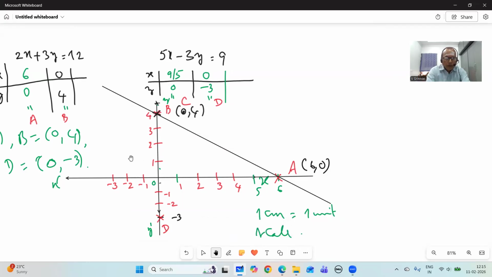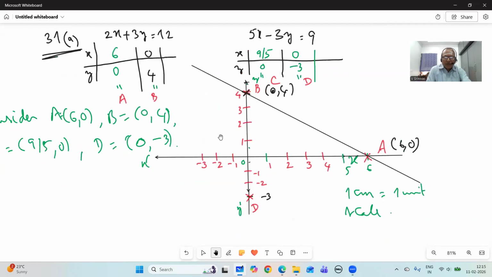You mark C, 9 by 5 comma 0. What is C, 9 by 5 comma 0? Y coordinate is 0, so it is on x-axis. X coordinate is 9 by 5, that is 1.8. It will be somewhere here. This is the point C, 9 by 5 comma 0. And then D, 0 comma minus 3. X coordinate is 0, means it will be on y-axis. It is minus 3. It is this. This is 0 comma minus 3. This is D.